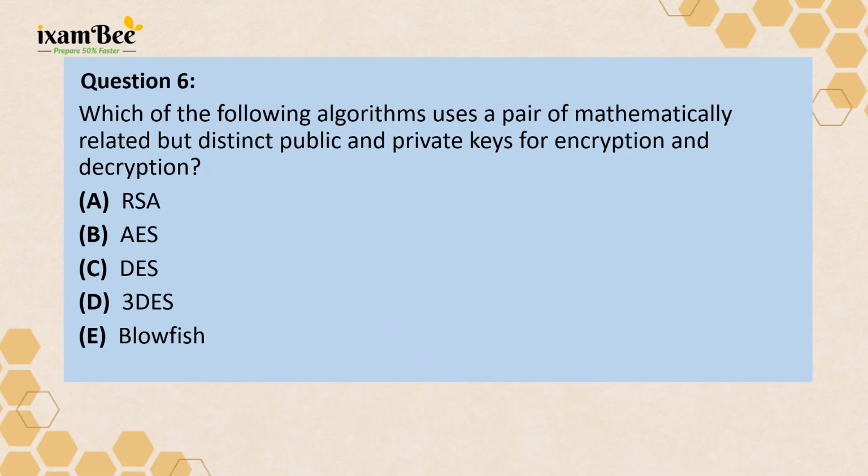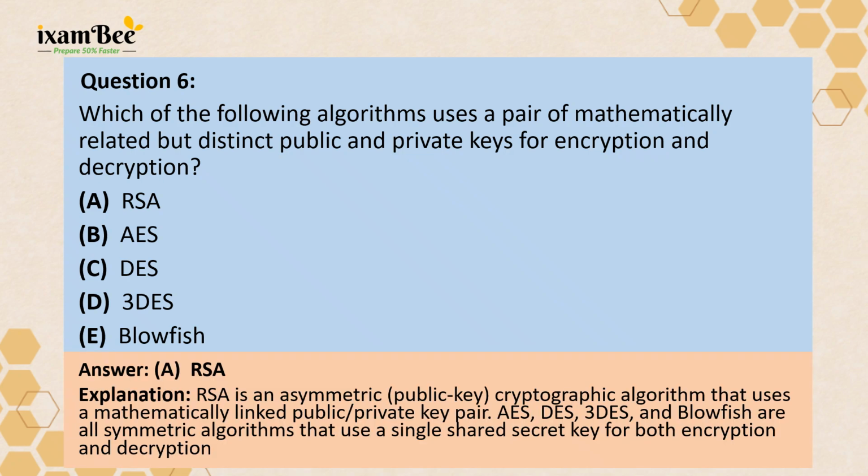Now in question 6 we have: which of the following algorithms uses a pair of mathematically related but distinct public and private keys for encryption and decryption? The correct answer here is option A, which is RSA. The phrase to focus on is a pair of mathematically related but distinct keys. That's the definition of asymmetric or public key cryptography, and RSA is the classic example of exactly that. A public key and a private key that are mathematically linked but different from each other. So the correct option here is option A.